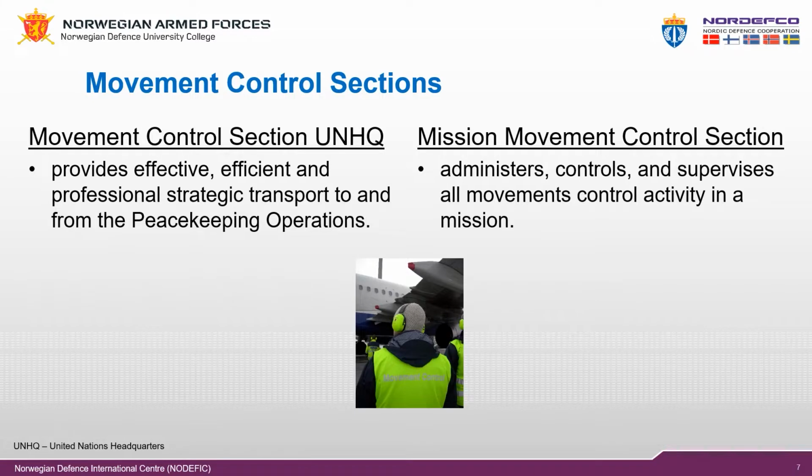The United Nations has actually 2 movement control centers, one in New York under the Department of Operational Support, and one in the missions under the Director of Mission Support. They are both involved in all deployment or redeployment of troop or police contributors' personnel and equipment. It is important to be able to distinguish between these 2 sections' responsibilities.